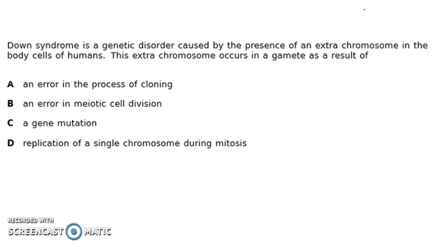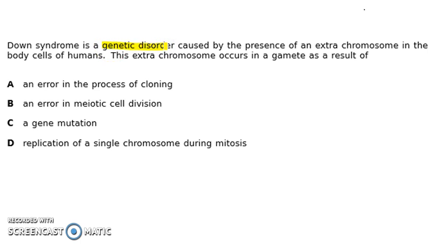Down syndrome is a genetic disorder caused by the presence of an extra chromosome in the body cells of humans. This extra chromosome occurs in a gamete as a result of blank. So some important things to highlight, so that we know exactly what we're covering here in this question before we read the answer choices, is this is a genetic disorder.